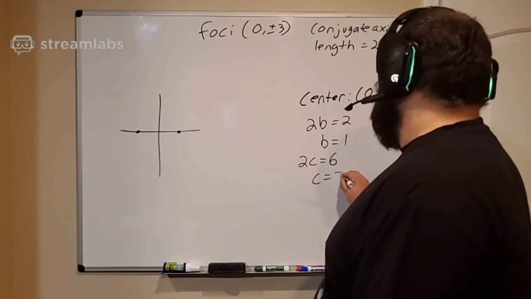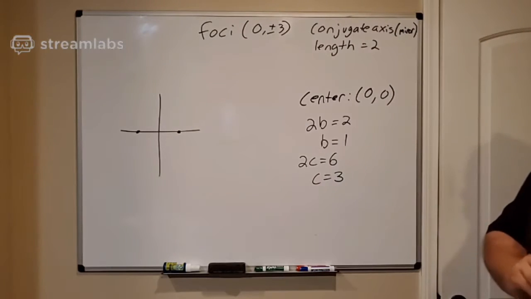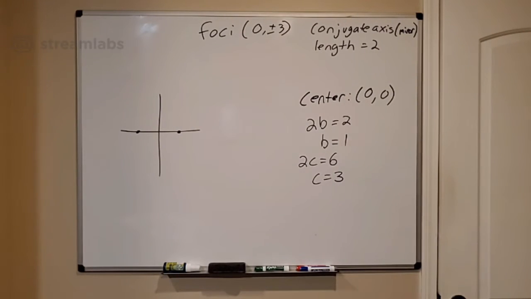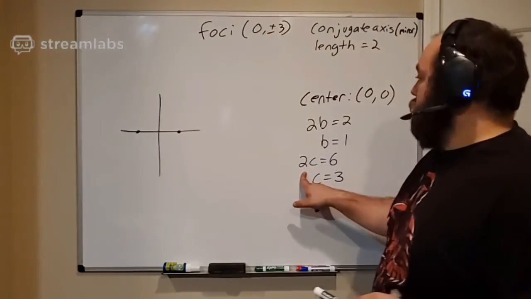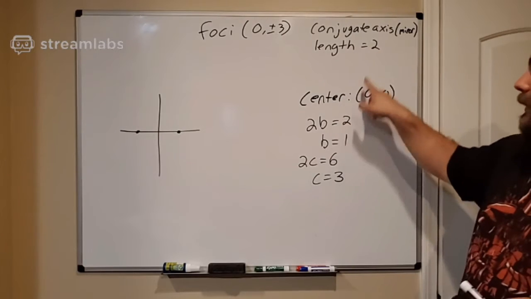Does everybody see how I got that? I don't understand how you got that. Okay, so what's the distance between the two foci, Brisa? 6 units. Okay. And we know C is the value from the center to one of the foci. So from foci to foci would be 2C, just like with our conjugate axis, that's the whole length. So that's 2B values.